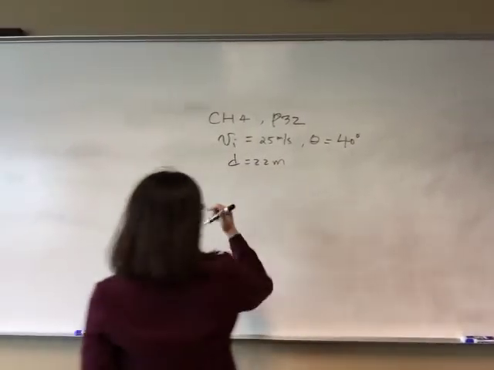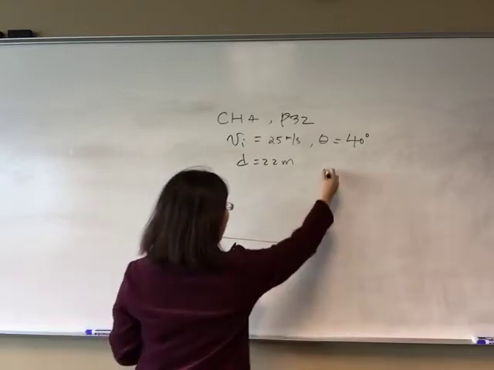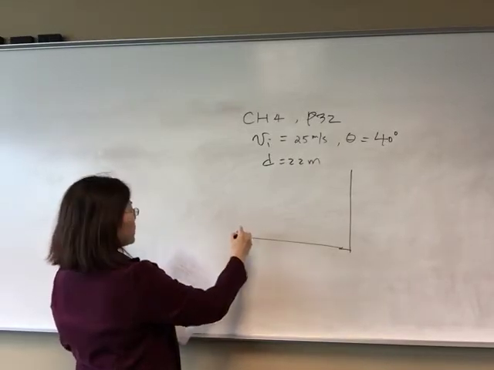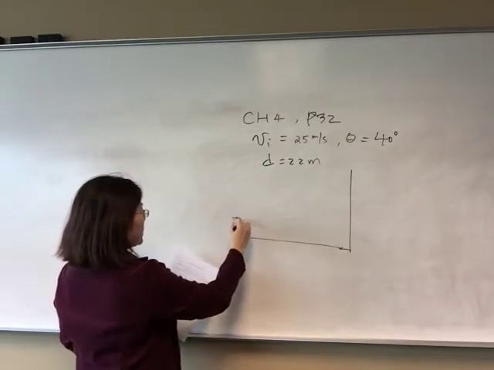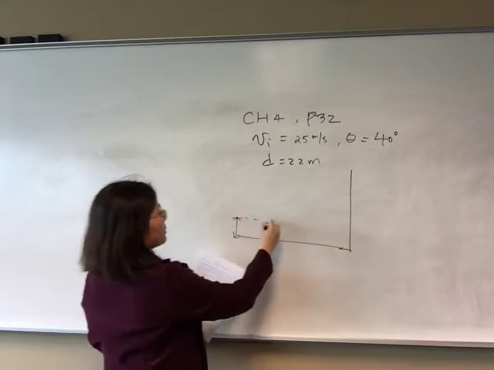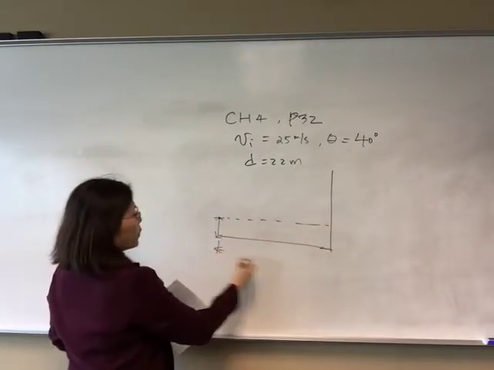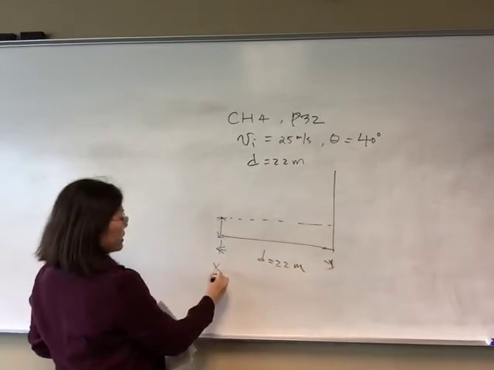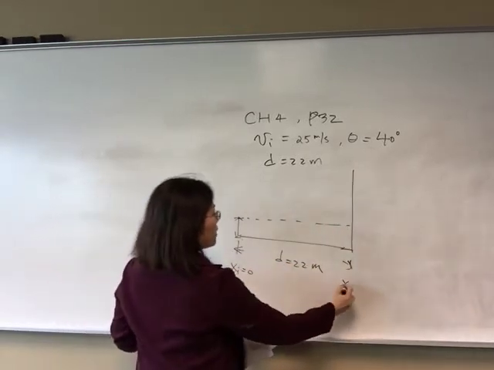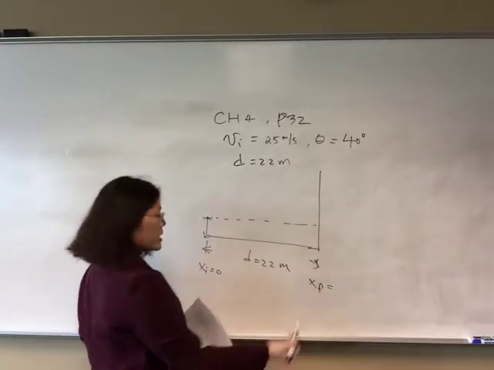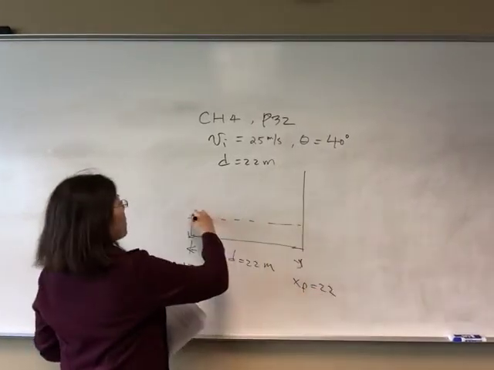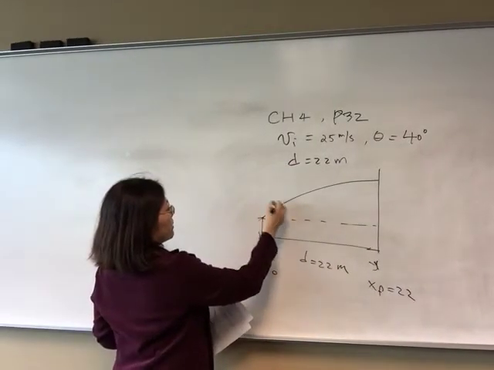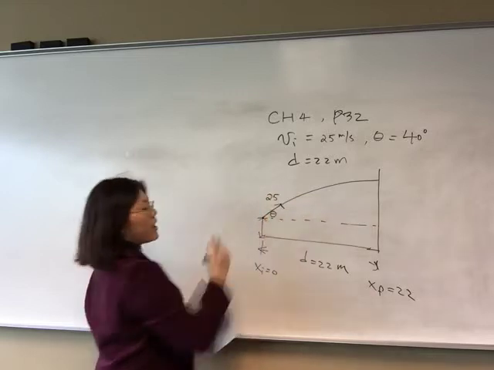So let's draw the diagram. This is a diagram provided in the book. And this is where you draw the ball. So this is where the person is at, and this is the horizontal distance. From this point to that point, that's your 22 meters. So we can define this initial point to be 0, and the final position horizontally is at 22. The ball is thrown at that point, and the initial velocity is 25, and this is your angle theta.